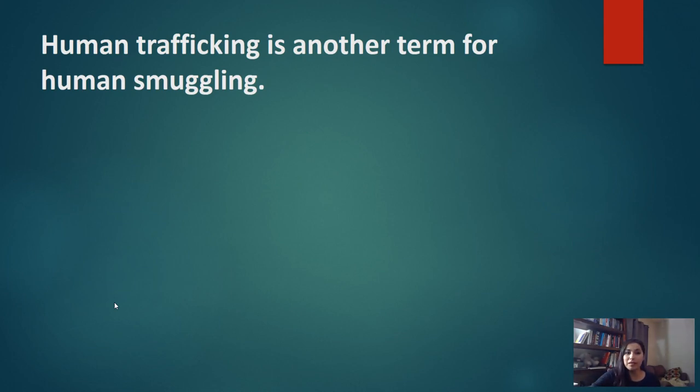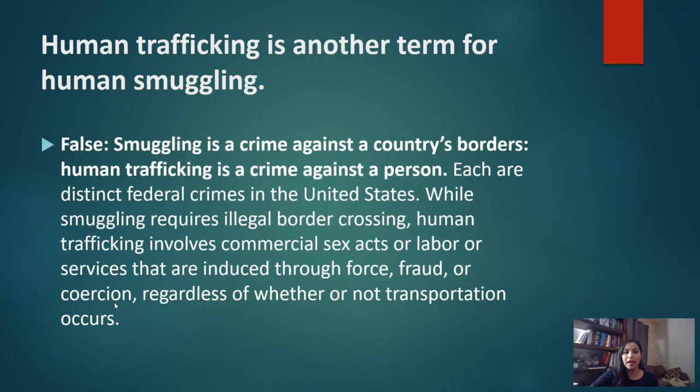Human trafficking is another term for human smuggling. And that is false. Smuggling is a crime against a country's borders, so human trafficking is a crime against a person. Each are distinct federal crimes in the United States. While smuggling requires illegal border crossing, human trafficking involves commercial sex acts or labor or services that are induced through force, fraud, or coercion, regardless of whether or not the transportation occurs.